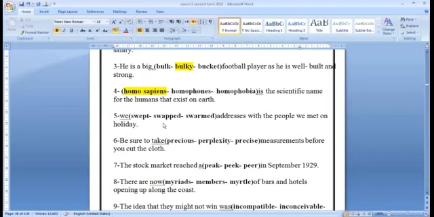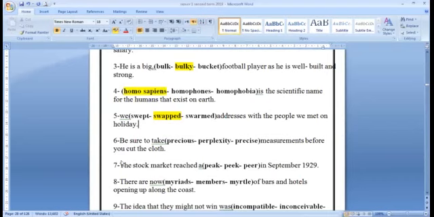Number five: we swapped addresses with the people we met on holidays. So of course the sentence means that we changed or exchanged numbers or addresses. So the answer here is "swapped", which means we exchanged numbers or addresses.